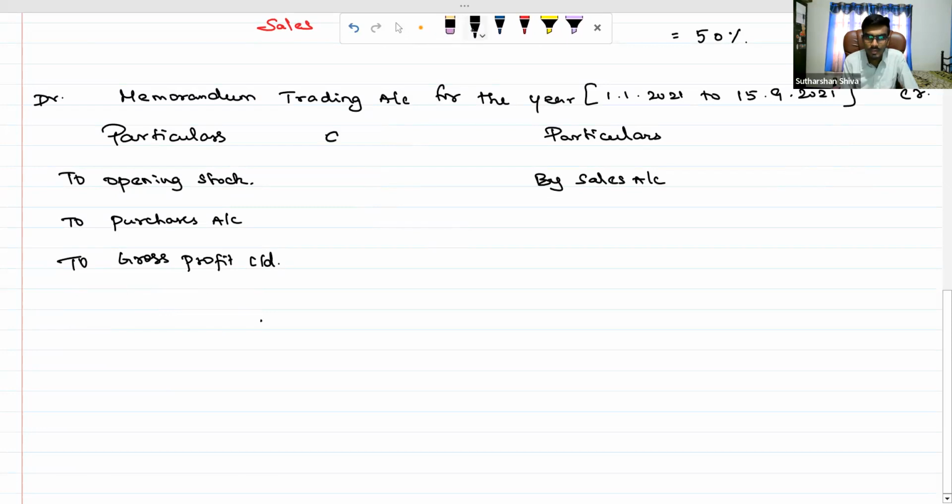We are going to create two columns. One is for the current year and one is for the last year. In the same way, one is for the current year and one is for the last year. Okay. So the opening stock we have been given is 60,000 only. In the last year also that is 60,000 only. But they have given the purchases related information.